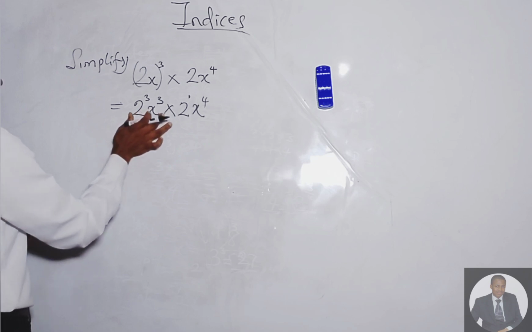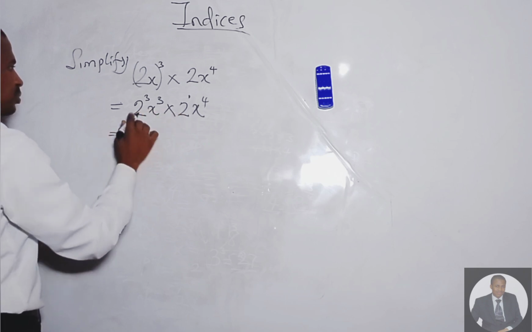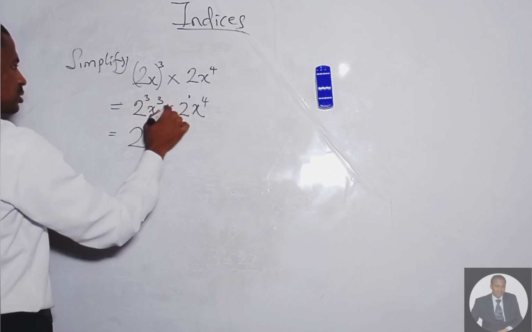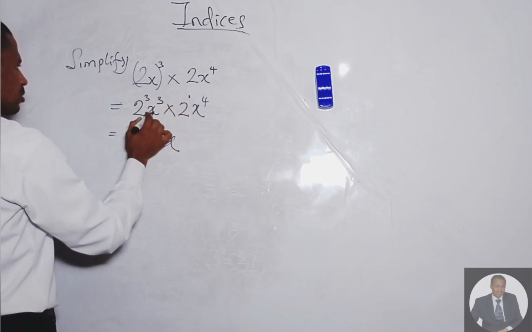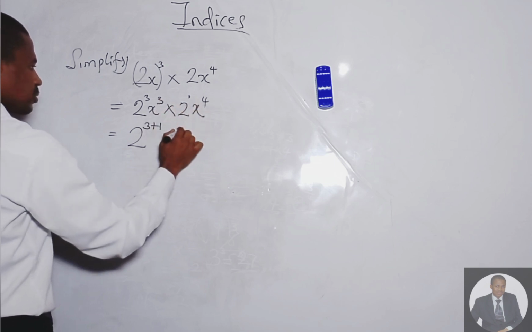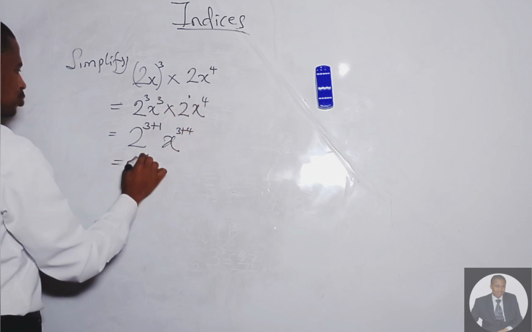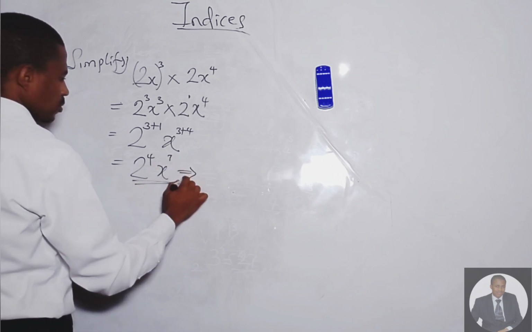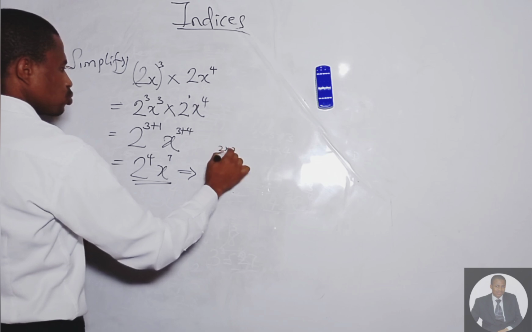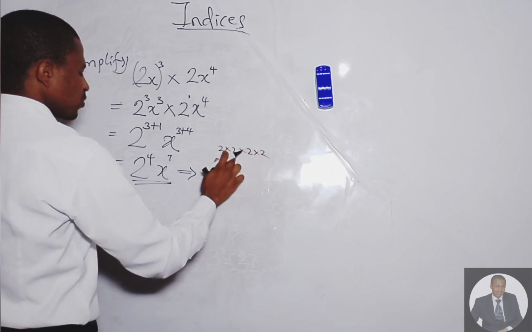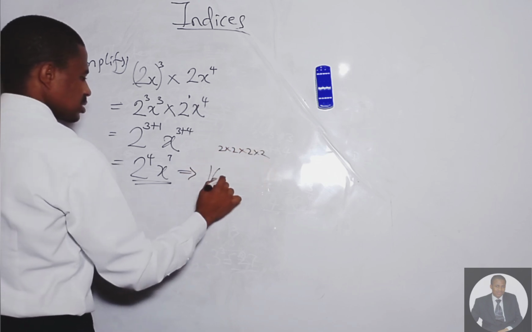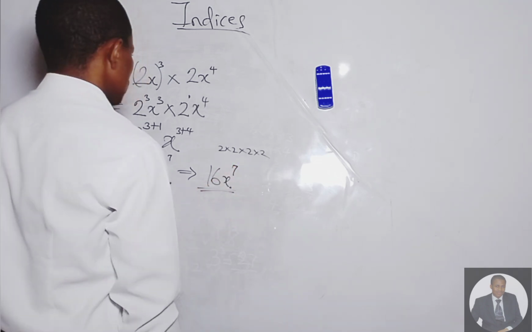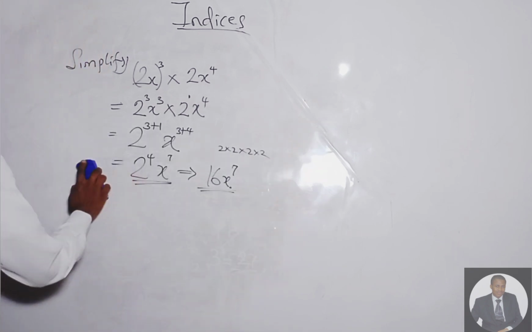We take one of the bases, then 3 plus 1, because this is a multiplication sign, then x raised to power 3 plus 4. That's 2 raised to power 4, x raised to power 7. We can leave our answer this way, or we can say 2 times 2 times 2 times 2. 2 times 2 is 4, 4 times 2 is 8, 8 times 2 is 16. 16x raised to power 7. Any of this will give us the answer.